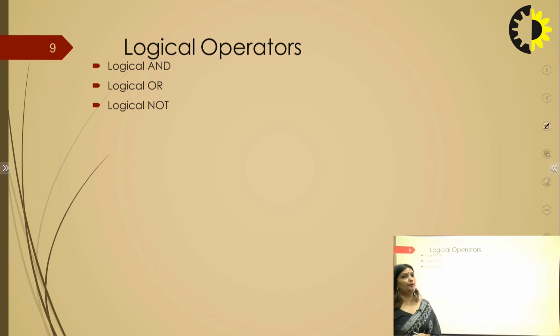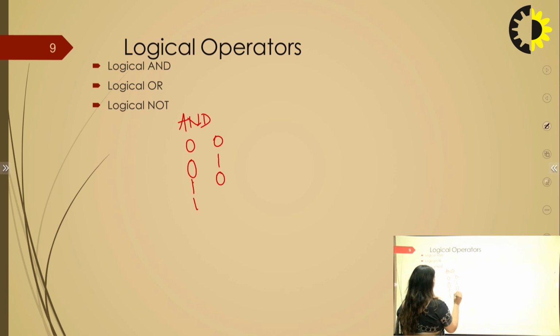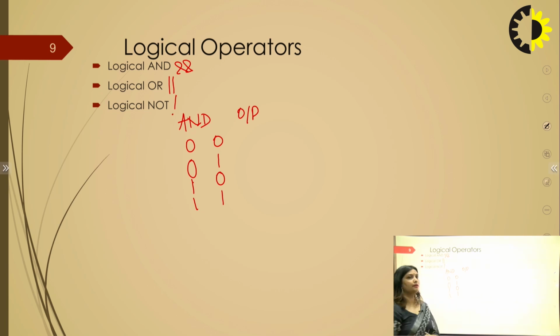We have logical operators as well: logical AND, logical OR, logical NOT. You would have studied the output given by the AND operator. If we take inputs for AND: 0 0, 0 1, 1 0, 1 1, what will be the output here? The symbol we use for logical AND is two times ampersand. For logical OR and logical NOT, these are the symbols we use for these operators.